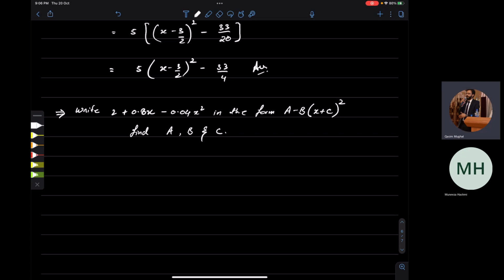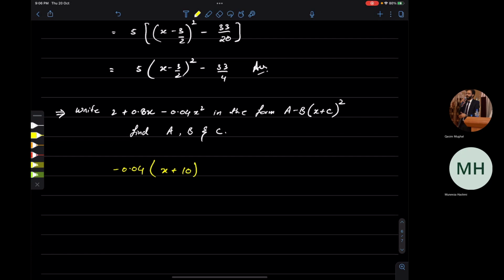Sir, I got it in the completing the square format, but I'm not sure how to give the answer in the one that they asked. What is your answer? I got negative 0.04 into x plus 10 whole square plus 2. Yes, you got it right.